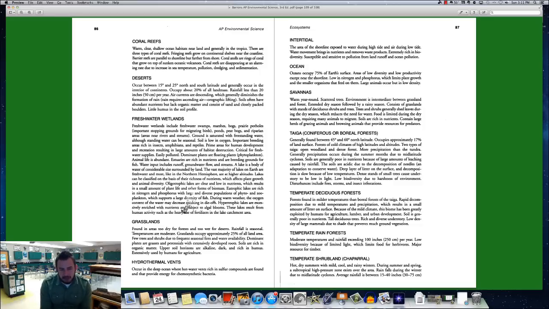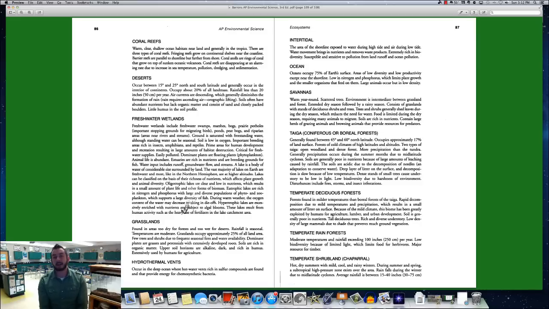Hydrothermal vents are deep oceanic vents where hot water is rich in sulfur compounds, providing energy for chemosynthetic bacteria. We have the intertidal zone, which is basically the shoreline exposed to water during high tide and then to air during low tide, causing a shift in that ecosystem, which organisms have to adapt to, and they are sensitive to pollution from land runoff and ocean pollution.